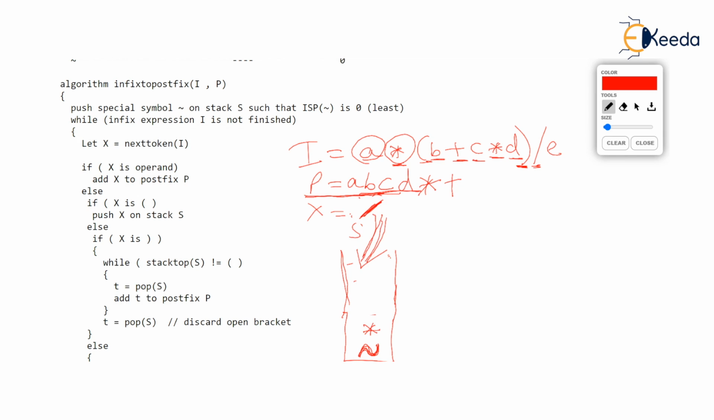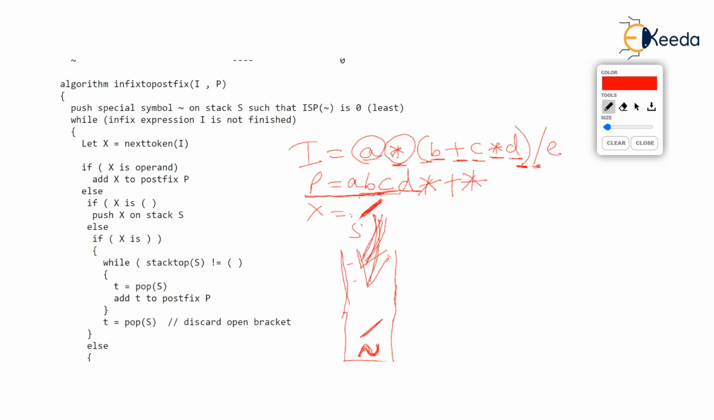Because the incoming operator must have higher priority than the in-stack operator. So what will you do? You will say, multiply, enough. Your long time inside the stack. Time to go out and join the postfix. And now you see this slash is still waiting out, isn't it? It should go on the stack. And it can go on the stack because now the topmost operator is tilde, which is having very less priority.